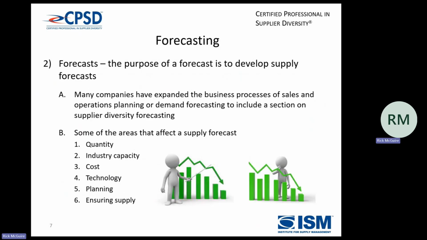Forecast. The purpose of a forecast is to develop a supply forecast as far as supply management is concerned. Many companies have expanded the business process of sales and operations planning or demand forecasting to include a section on supplier diversity forecasting, which I don't really know what that looks like, but okay. Some of the areas that affect supply forecast: quantity, industry capacity, cost, technology, planning, ensuring supply.